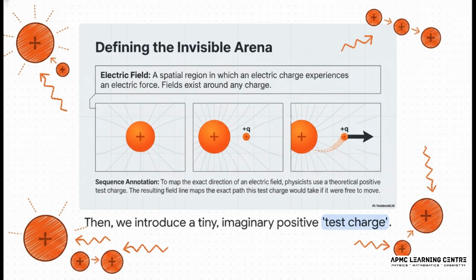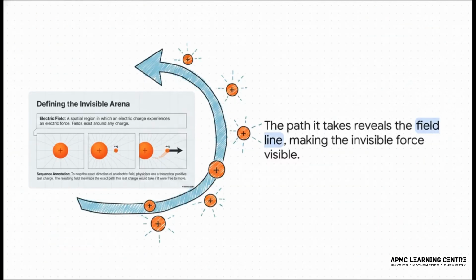Okay, so now we take our little pen, our positive test charge, and we just place it in the field. And what happens? Well, we know the rule, right? Like charges repel. So our tiny test charge immediately feels a push straight away from that bigger source charge. And there it is. That's the big aha moment. The path that our little test charge takes, that is the field line. We just trace where it would go, and boom, suddenly that invisible force has a visible line, a direction, right there on our map.